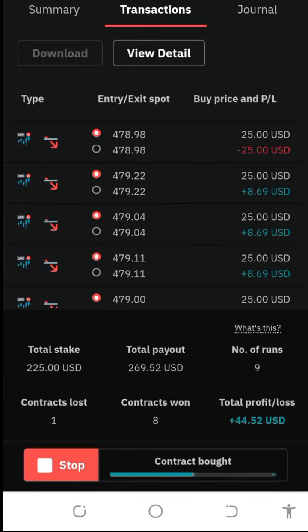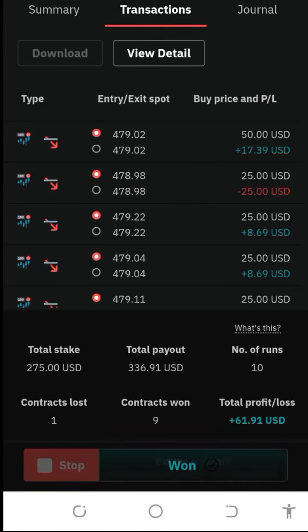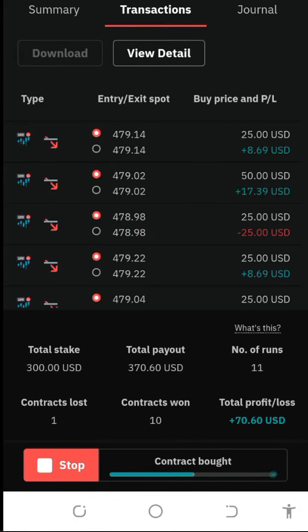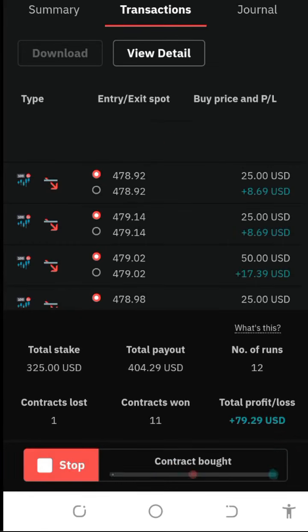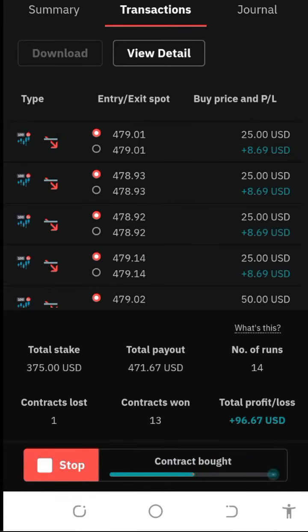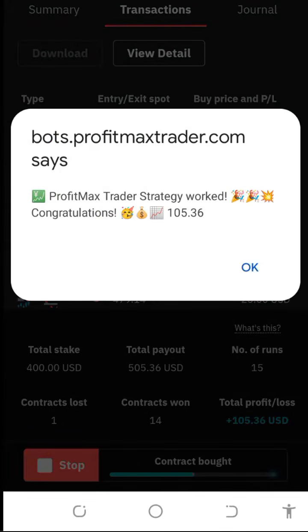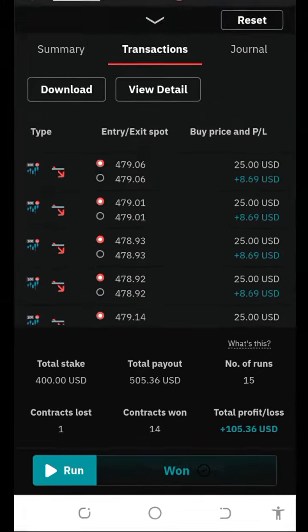We've gotten a loss there, but then of course the martingale should kick in like that, and the strength was not bad, so we should be able to hit our take profit. Let's see, $87 now. We should be able to hit our take profit. $96 now, and there we are, $105. We've hit our take profit.